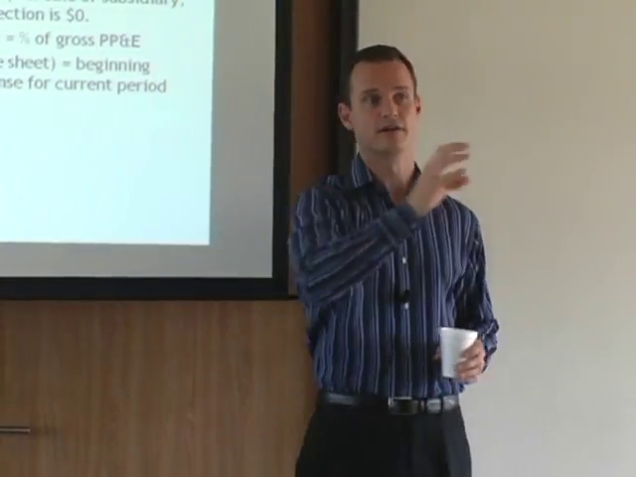PP&E, when we talk about the fixed assets of a company, this is going to relate to obviously how much the company is spending in terms of CapEx. So we take the prior year's gross PP&E, we add CapEx to that, we subtract any asset sales, it will give us this year's gross PP&E. And from that we typically deduct accumulated depreciation, cumulative depreciation, to arrive at net PP&E.